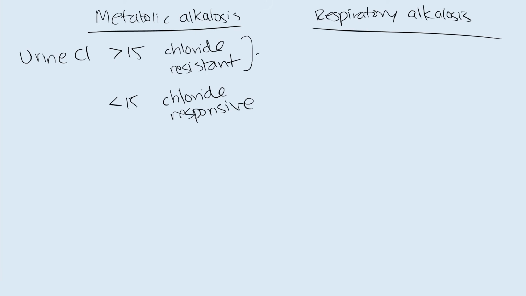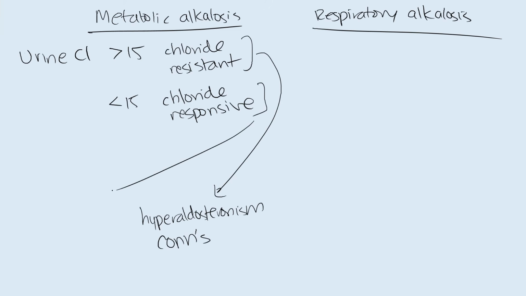So chloride resistant etiologies are often conditions like hyperaldosteronism, Conn syndrome. So these patients don't actually have a volume problem, and they're not going to respond to you giving them normal saline or fluids. Whereas chloride responsive patients, usually they had volume depletion, usually from GI losses or diuretics. And so they actually will respond to a fluid bolus in terms of correcting their metabolic alkalosis.